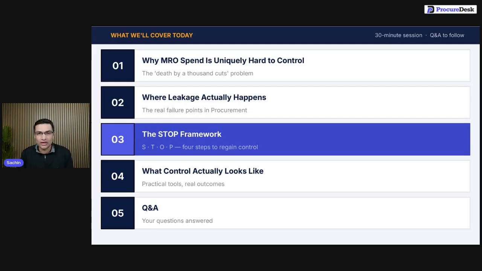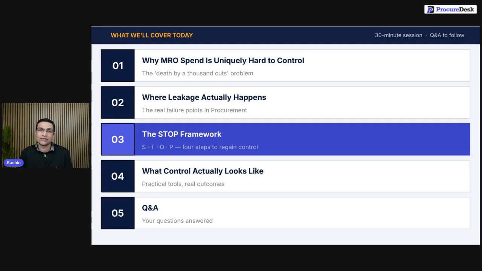What we're going to cover in today's session is, first of all, why MRO spend is hard to control. What are the challenges that we see across our customer base? Where the leakage actually happens, right? So when you look at spend control, where are the problem areas? We'll then talk about the STOP framework, the 4 steps and how you go about implementing it.